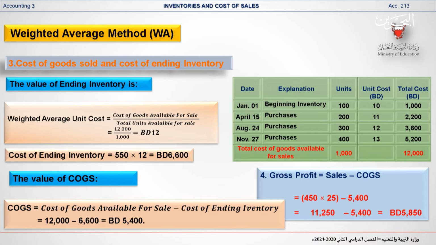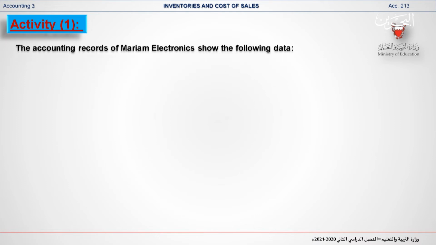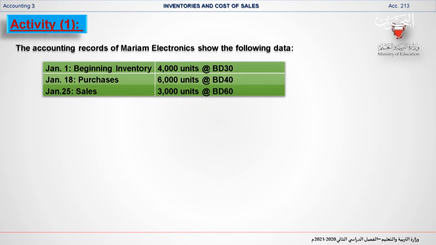So the gross profit will be 5,850. Dear student, now I will explain for you another example here of Mariam Electronics, which shows the following data. On 1st of January, the beginning inventory was 4,000 units at cost of 30 BD for each unit. On 18th of January, the company purchased 6,000 units of inventory at cost of 40 BD for each unit. And on 25th of January, the company's sales were 3,000 units at 60 BD selling price for each unit.